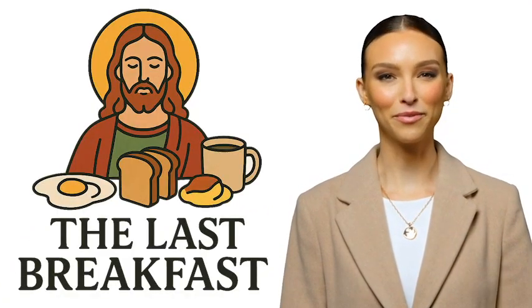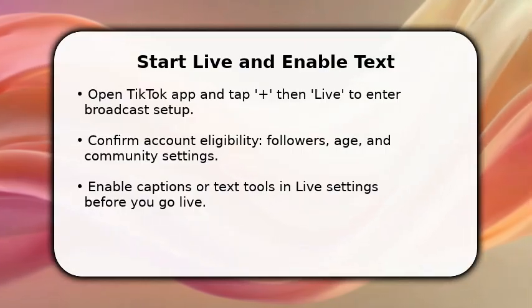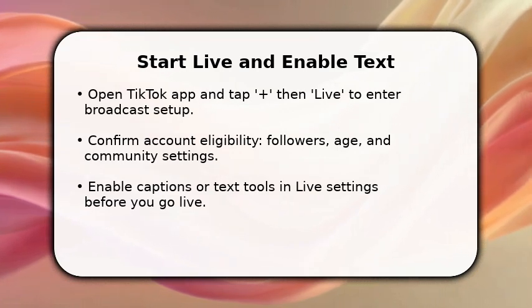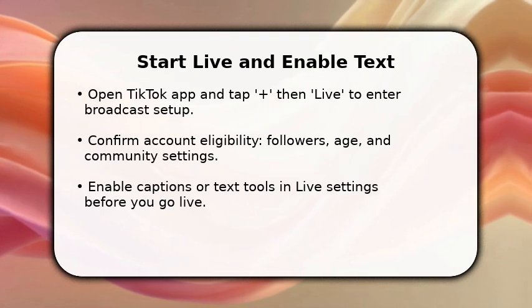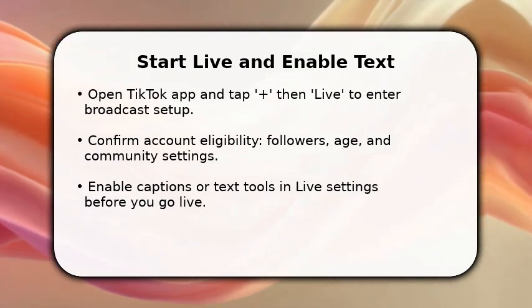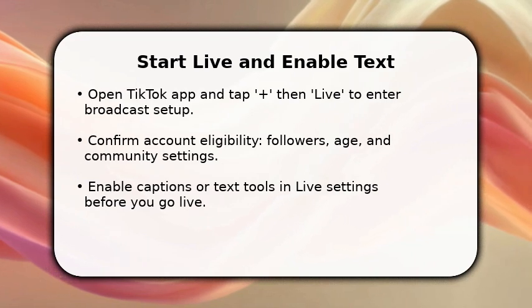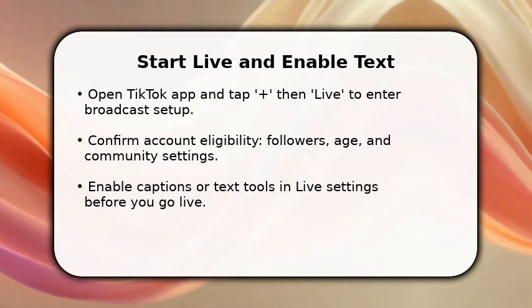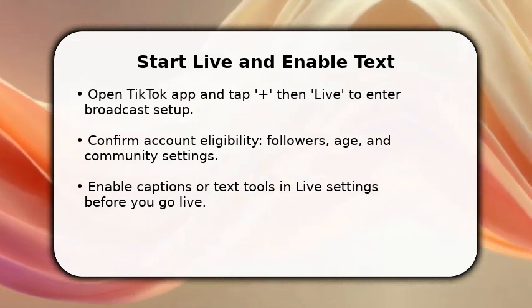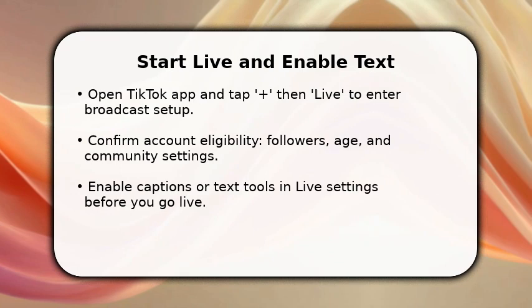Please enjoy the video. You start by opening TikTok and going straight to Live. Make sure your account meets eligibility so tools appear. Once Live setup loads, tap Settings and enable captions and any text overlays. This makes on-screen text available. If you want branded text, prepare it now in drafts or notes. This speeds insertion during the broadcast.